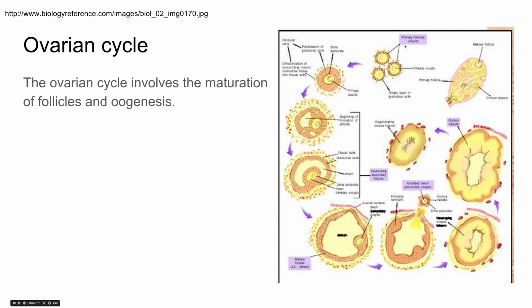We start with the primary follicles, follow the pointer if you can see the pointer. Oh, there it got big. So right there are primary follicles. Inside they have primary oocytes.